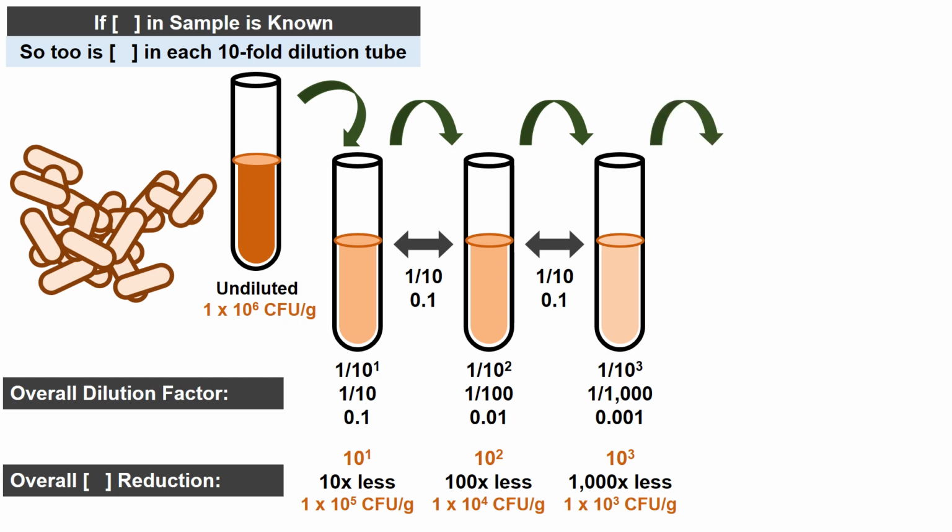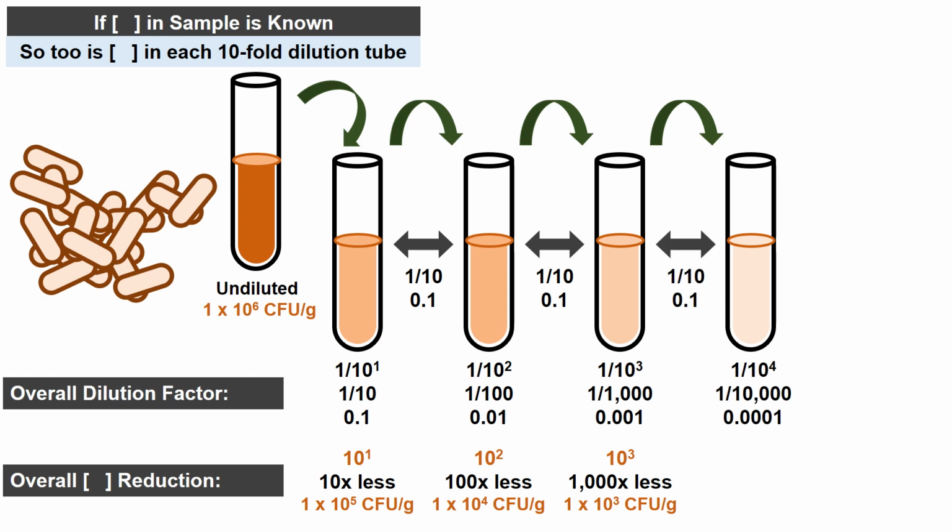We're not done. Let's keep going. We've got 2 more to do. A mill into 9, 10th apart. You guessed it, just like it was before. This is the 10 to the 4th dilution. It's 1 over 10,000, or 0.0001 of the original sample.